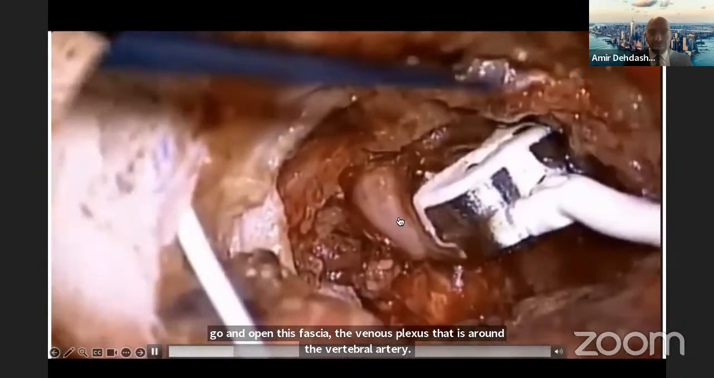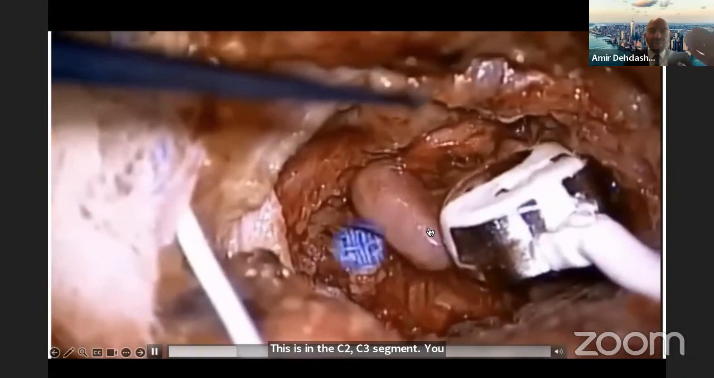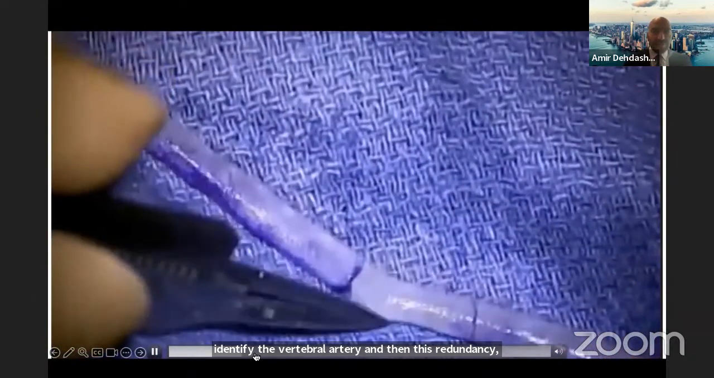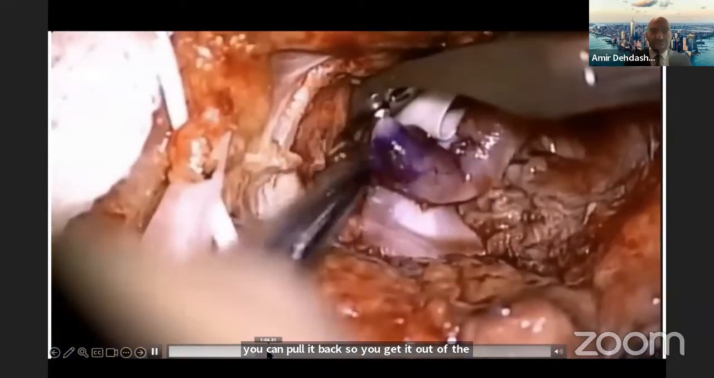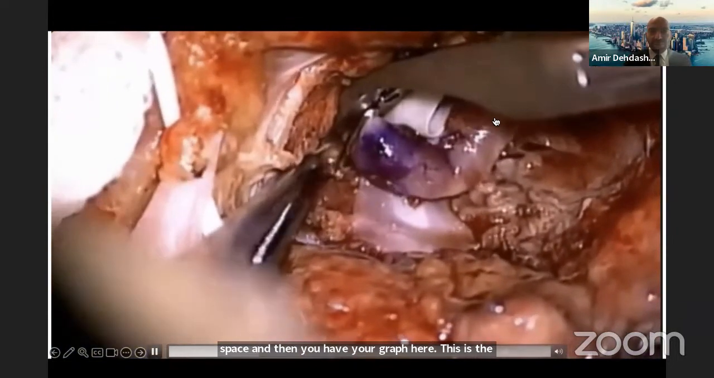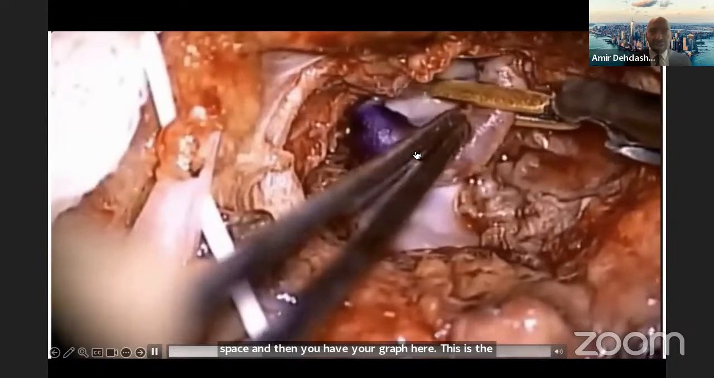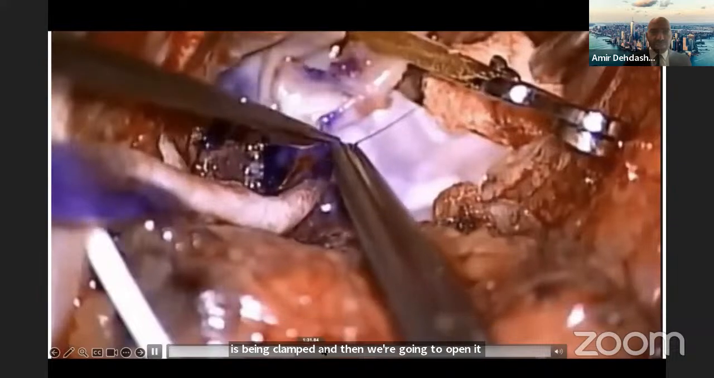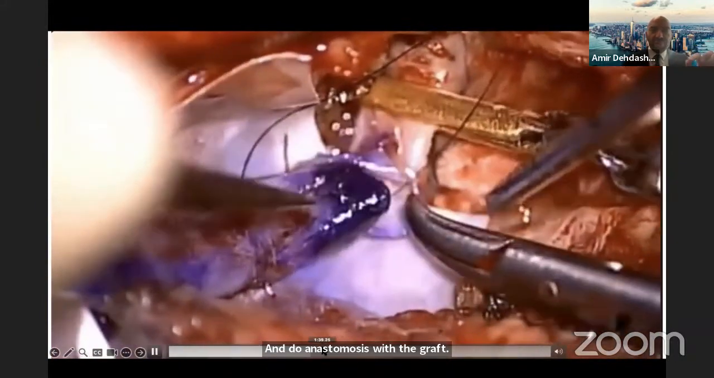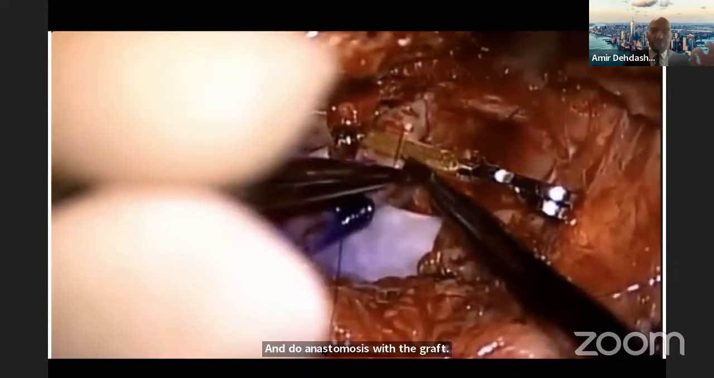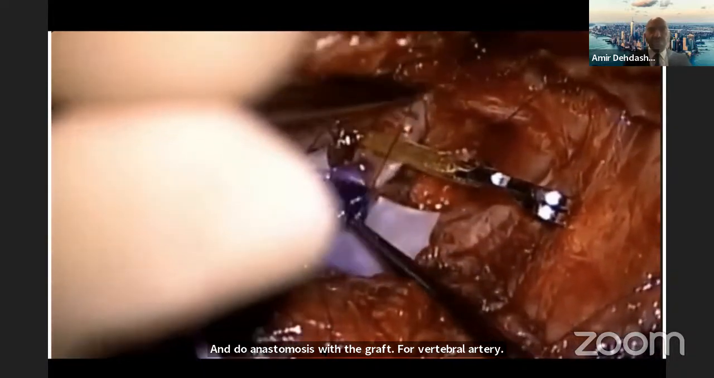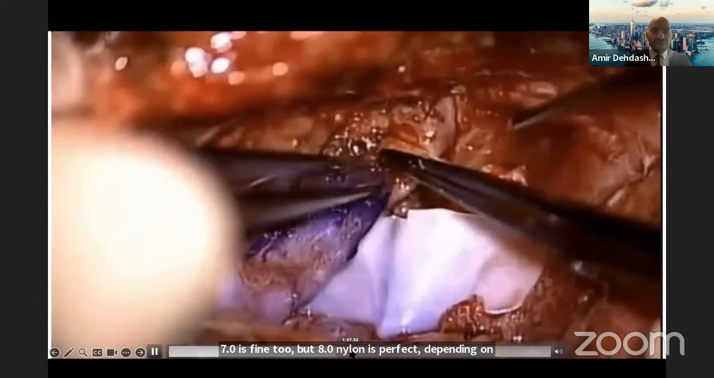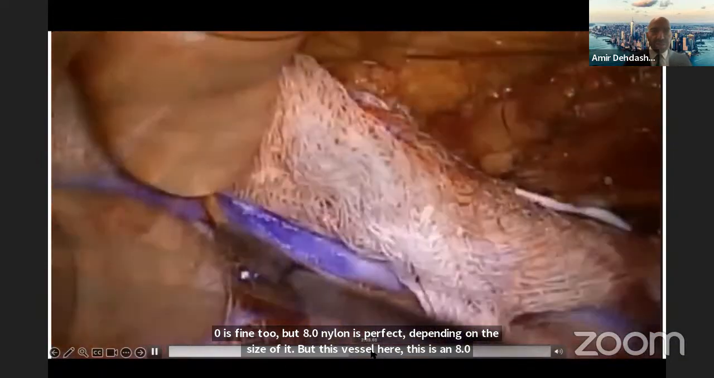You go here and you can identify the vertebral artery, and then there's redundancy. You can pull it back, so you get it out of the space, and then you have your graft here. The vertebral artery in the V2 segment is being clamped, and then we're going to open it and do an anastomosis with the graft. For the vertebral artery, 8-0 is fine. 7-0 is fine too, but 8-0 nylon is perfect, depending on the size of it. Here an 8-0 is being used, with a combination of running and interrupted sutures.